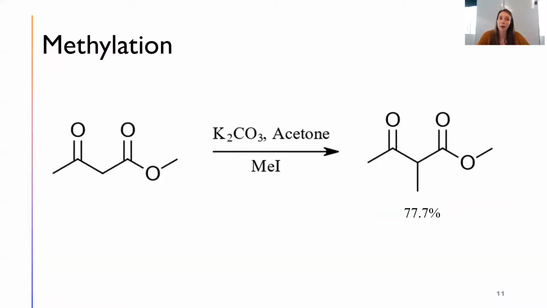So the first step in all of that is the methylation reaction. You take the starting material and you just methylate the alpha carbon. It's a very straightforward reaction, and so I was able to get a pretty good percent yield. It was one of the first things that we did in the lab.